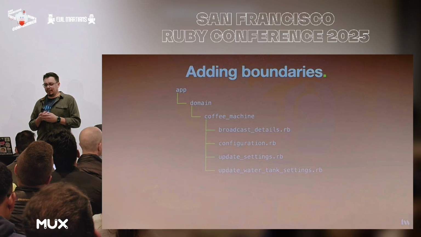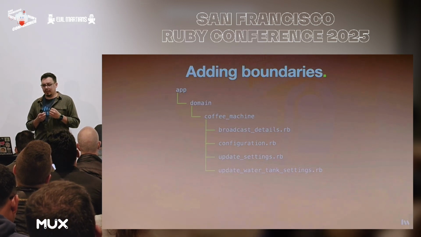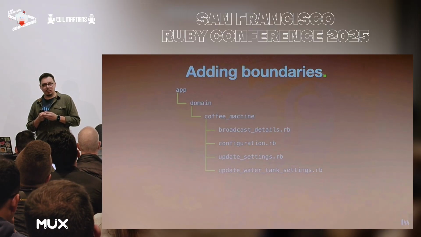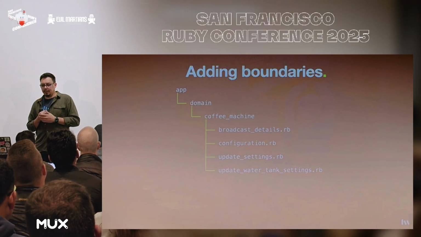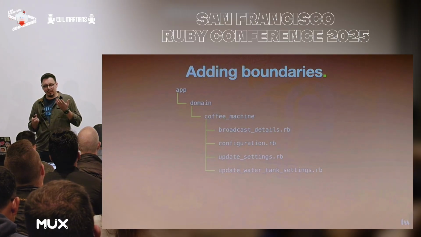Now, you may have noticed that these classes are not organized by framework concept or by pattern, which is something you're probably used to when you use Rails. Update settings and update water tank settings, I guess you could consider them service objects. Well, if you look at broadcast details in the configuration class, those are kind of like serializers, right?